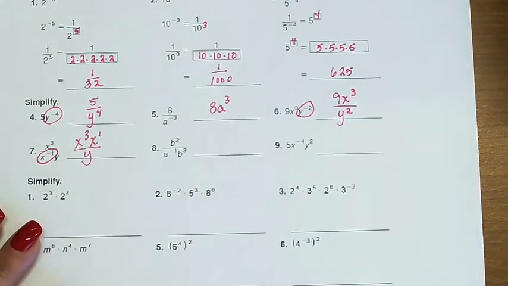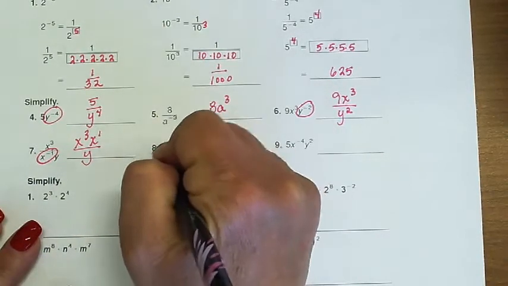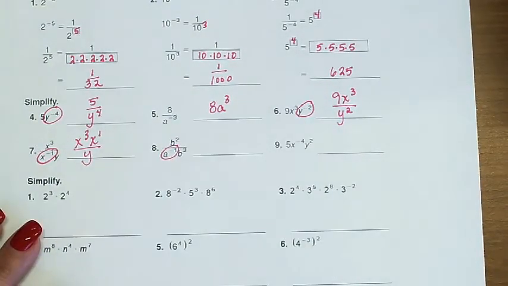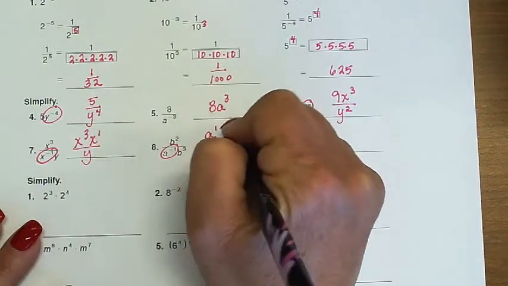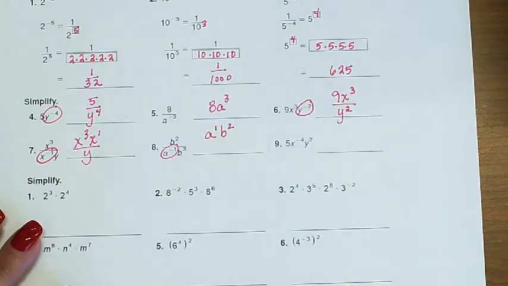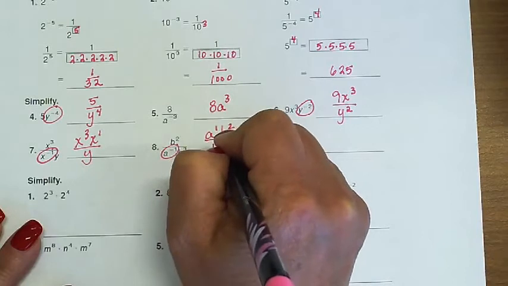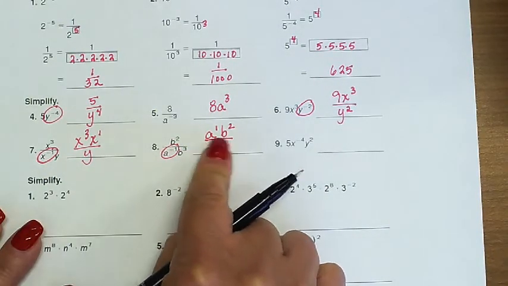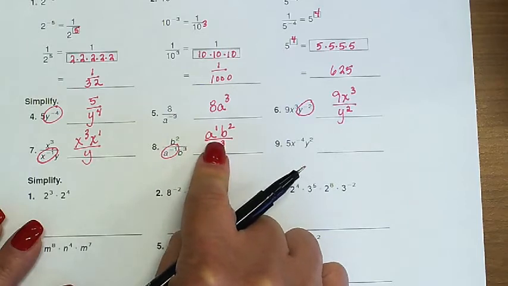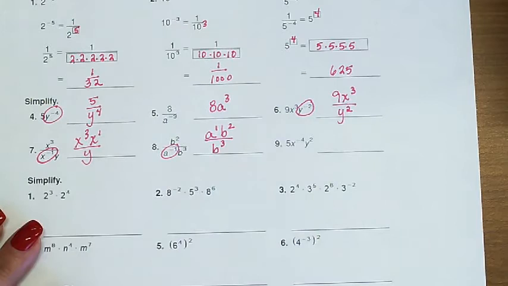Okay, same thing for number 8. If I look at number 8, this portion right here has my negative exponent, so I want to move that part to the top. So I'll have the a to the first and the b squared, and then that would leave me with b to the third in the denominator. The reason I put the a first before the b is because typically we write our variables in alphabetical order, and so that's why I put the a first.